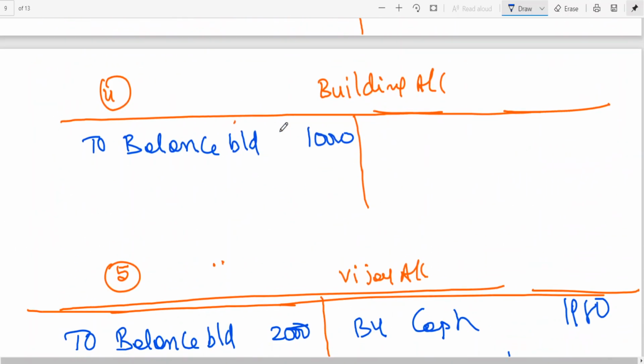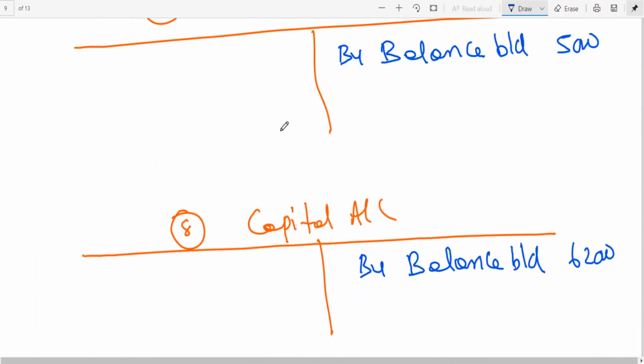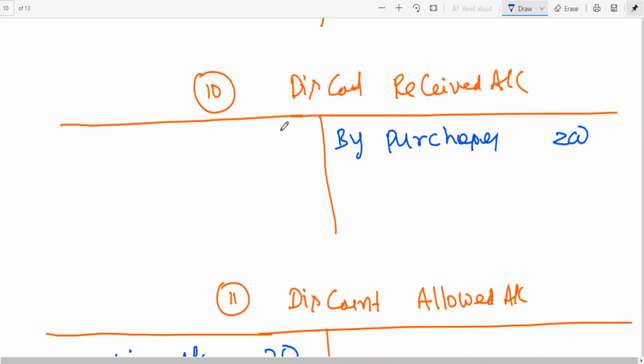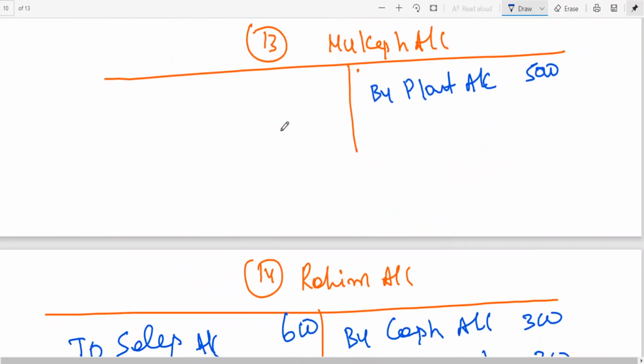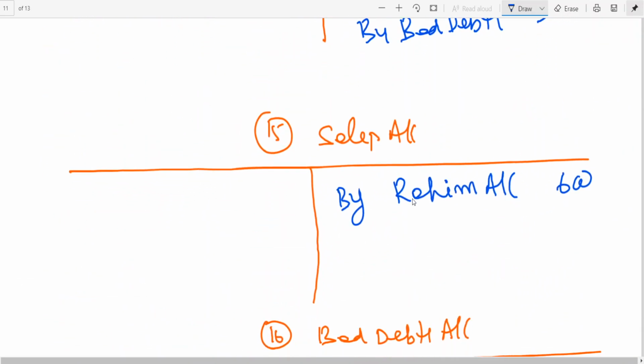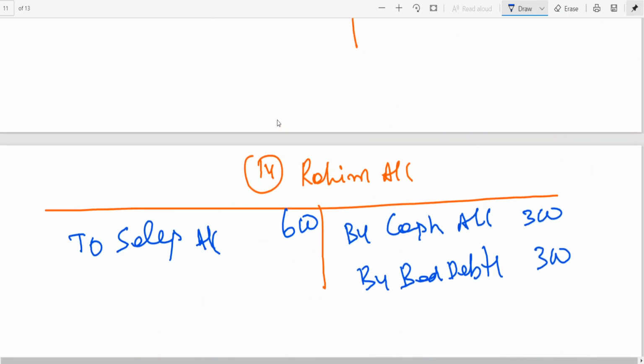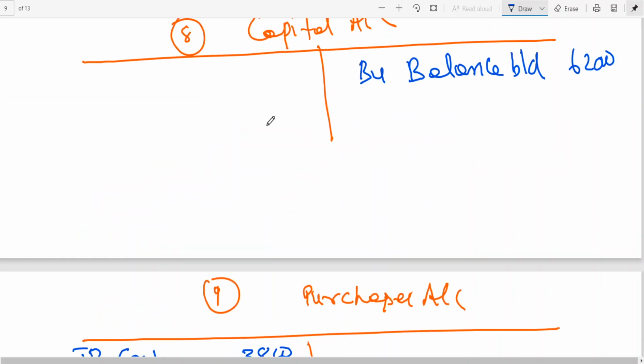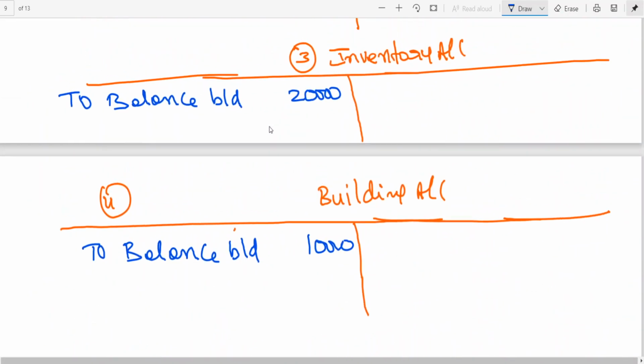In sales account I must write by cash. This is what is called posting. Now we can go for balancing. How to do balancing? You all are aware.